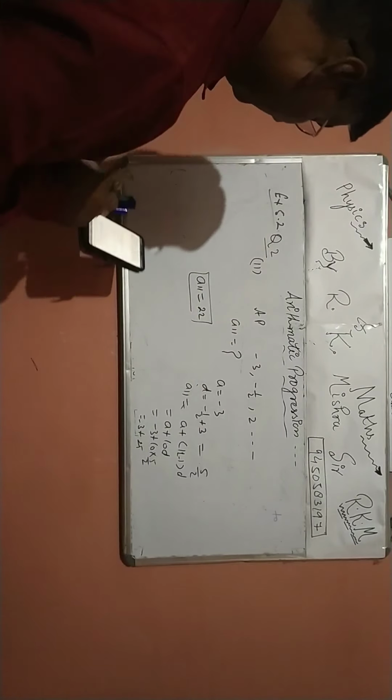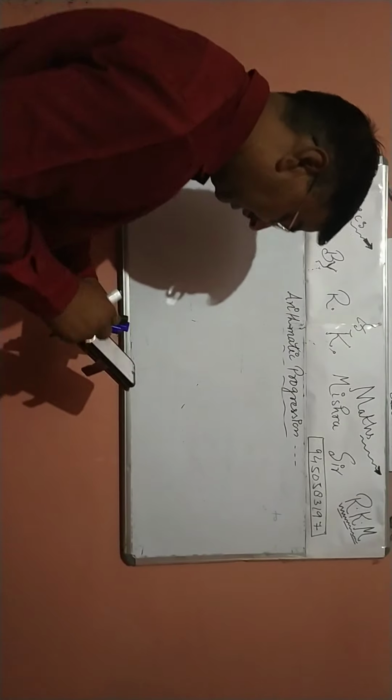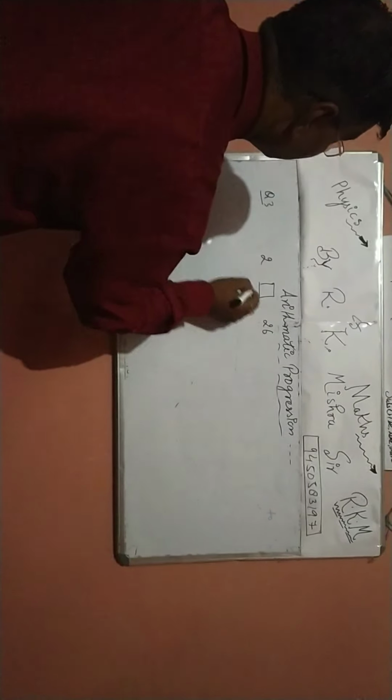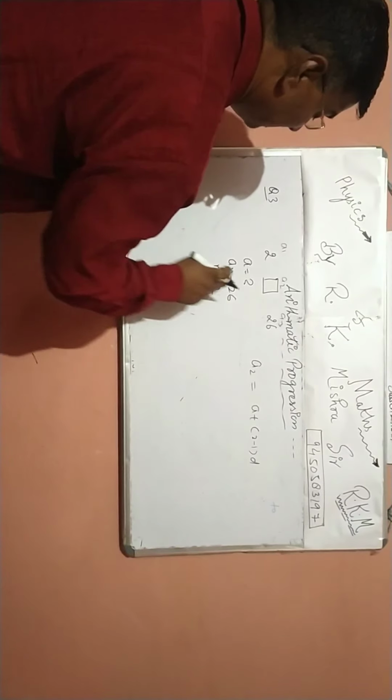Come on, question number 3. Now look here, question number 3. Some term is not given, find the missing one. Question number 3: 2, blank, 26. A is 2. An is 26. You have to find A2. So A1, A2, A3. A2 is equal to A plus 2 minus 1 into D. What is not given? D is not given.